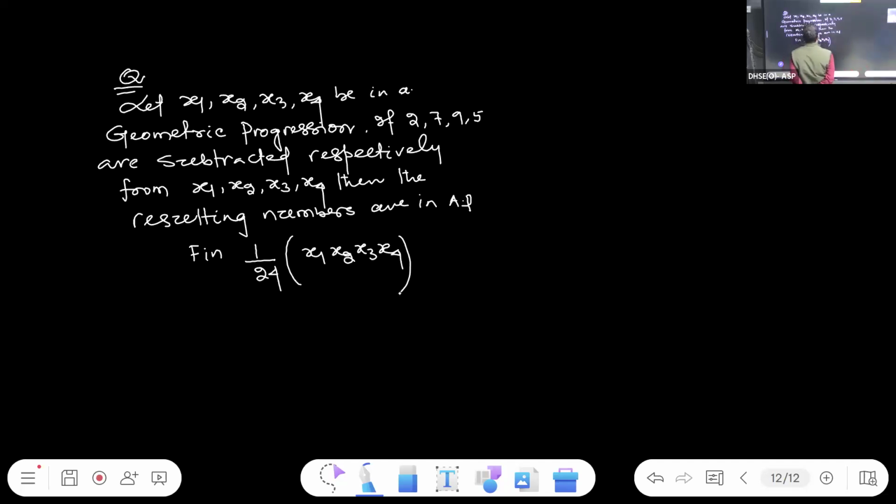Let x1, x2, x3, x4 be in geometric progression. If 2, 7, 9, 5 are subtracted respectively from x1, x2, x3, x4, then the resulting numbers are in AP. Find 1/24 times x1 x2 x3 x4.